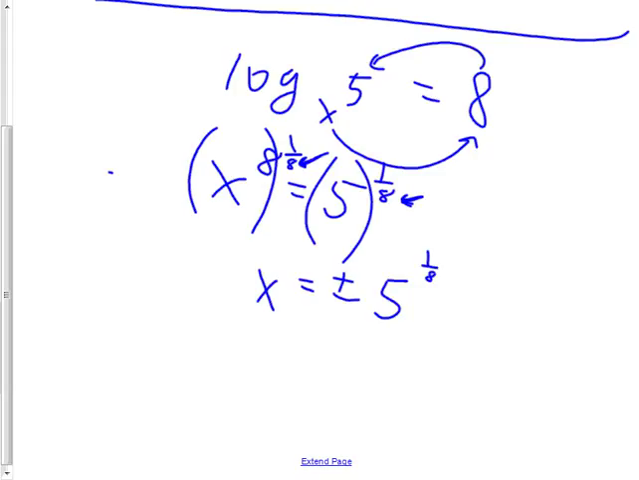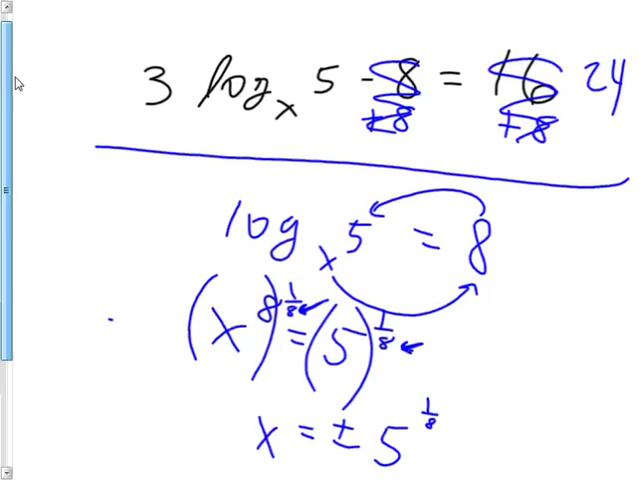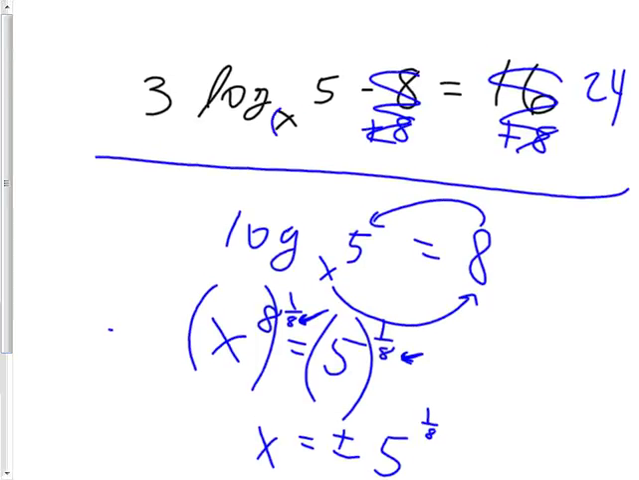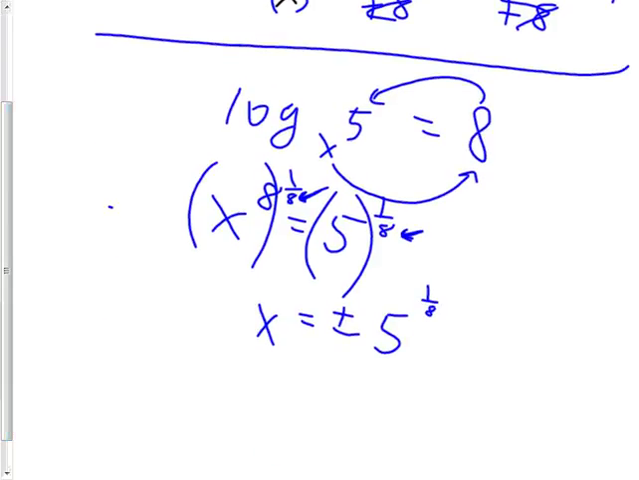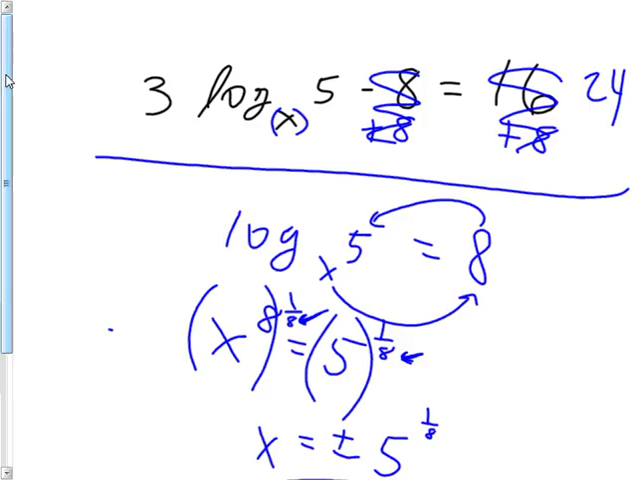Questions? Oh, good point. I never thought to check it back in the original. Let me look back to the original problem. Can I put in a negative number right there? No, you got me. So this should have been x equals only the positive. And I'm sure many of you thought that through, and that's why you only had 5 to the 1/8. Anyway, why didn't the negative work? Because when you plug it back in, it's not allowed there.